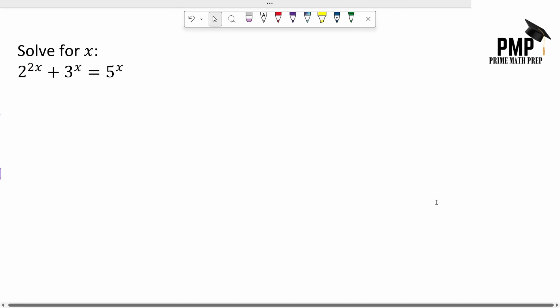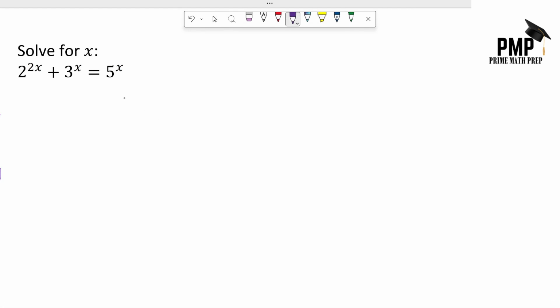Alright everyone, let's solve this interesting question on the screen. Solution. We are told to solve for x, and the question is 2 to the power of 2x plus 3 to the power of x, all equal to 5 to the power of x.